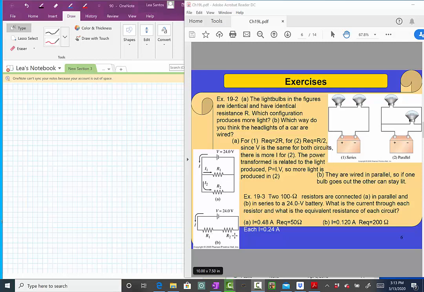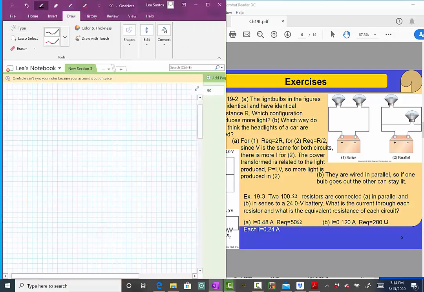And what is the equivalent resistance of each circuit? Well, the equivalent resistance of each circuit is what we should be doing first. Once we have the equivalent resistance, we just use Ohm's law to get the total current that is being drawn from this battery. All right, so let's start with part A, the circuit that is in parallel.